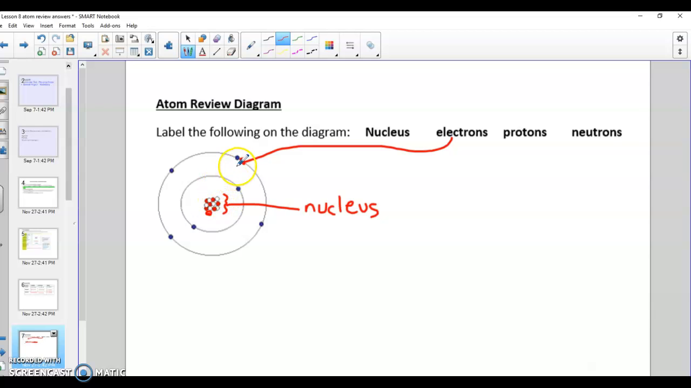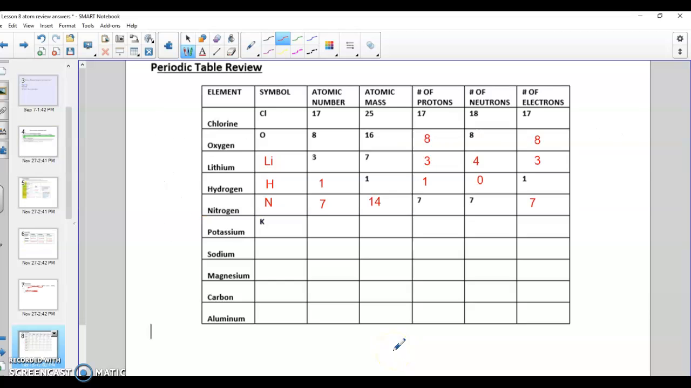6 protons, 6 electrons. The neutrons would be the red, and we might have an isotope here of carbon, an isotope being an atom that has an extra neutron in the nucleus.